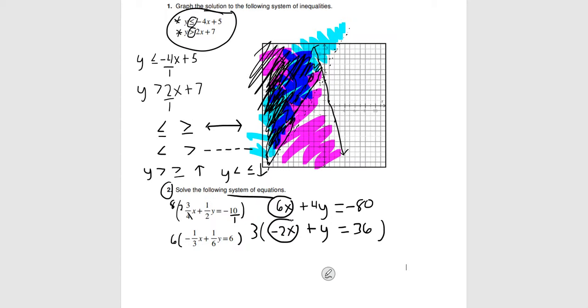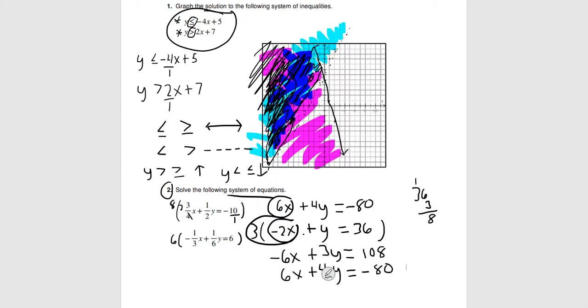What that's going to do is, when we do 3 times -2x, that'll make a -6x. And then 3 times y is 3y. And 3 times 36, so we do 36 times 3, that'll be 108. And then our first equation stays the same, 6x plus 4y equals -80. And once we multiply everything in the bottom equation by a +3, we have now set up our system so that we can do elimination.